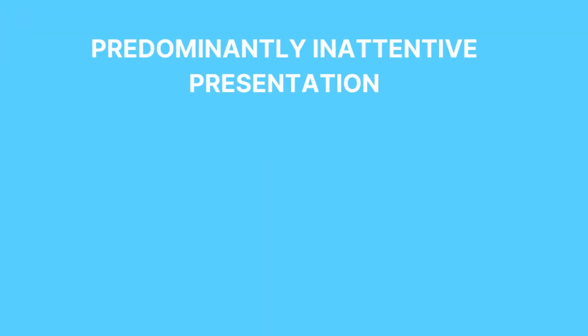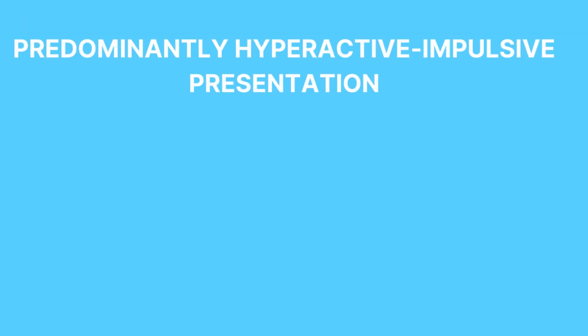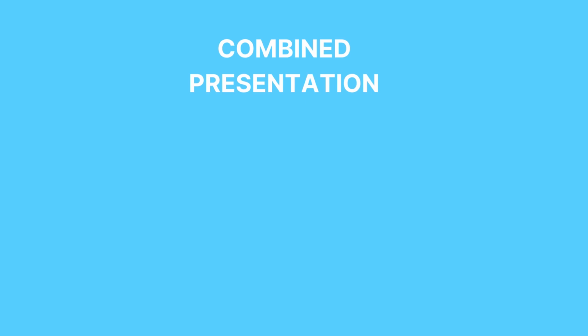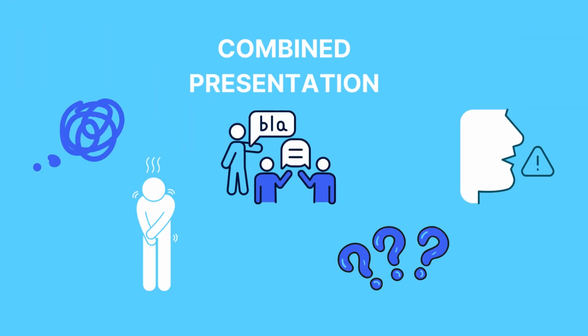There is predominantly inattentive presentation, which means individuals have extreme difficulty focusing, finishing tasks, and following instructions. There is also predominantly hyperactive impulsive presentation, where the individual shows hyperactive and impulsive behaviours. This can include fidgeting, interrupting others, or speaking at inappropriate times. These individuals feel restless and have trouble with impulsivity. Lastly, there is combined presentation, which is when both inattentive and hyperactive symptoms are shown by the individual.